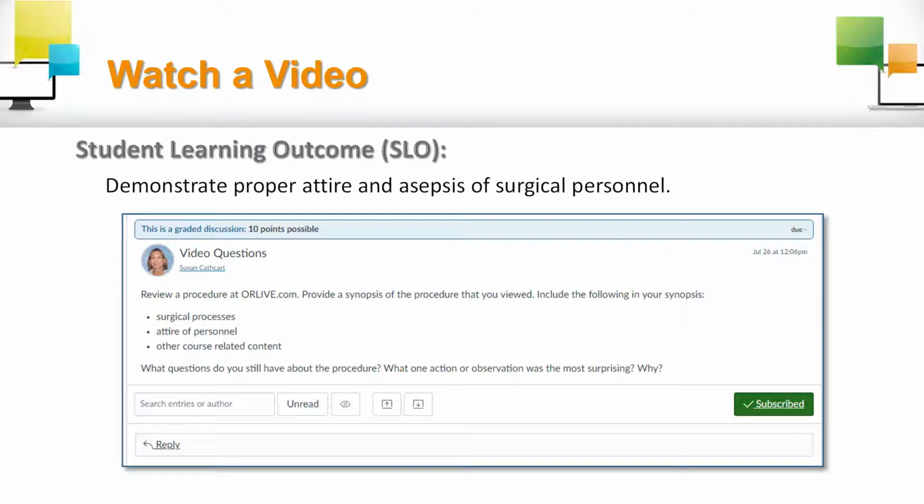Watch the video question. The instructor would post a video along with discussion board questions which surround the video topic. The student learning outcome is: demonstrate proper attire and asepsis of surgical personnel. An example of a watch a video question using the SLO is shown.